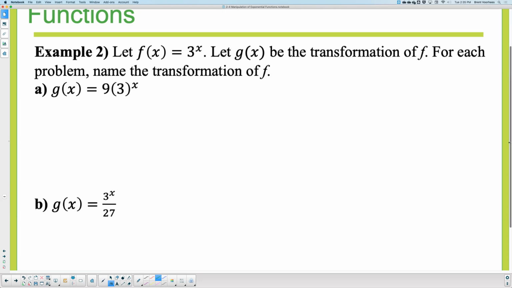What's the 9 doing right now? Is that a vertical transformation or a horizontal transformation? This 9 here. Vertical. That is vertical. How'd you know it's vertical? So it's the y. That's right, it's not with x, it's on the outside.